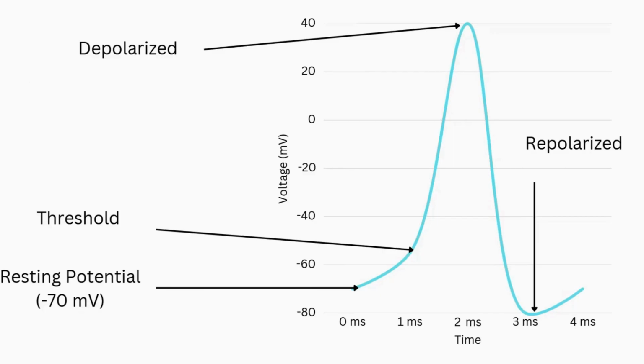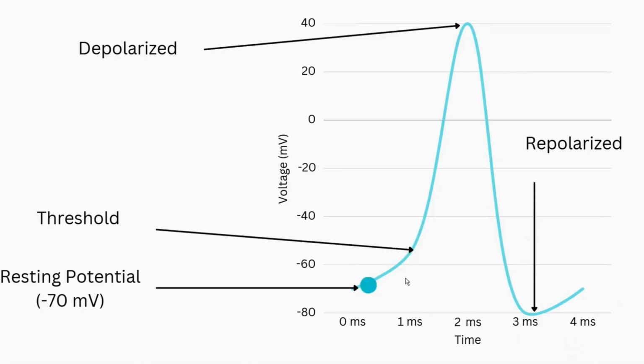and hyperpolarization as well. What's labeled on the diagram is that repolarization is the whole stage where it's going back to normal. But this point specifically is the hyperpolarized point, because it's the lowest and you see it dropped a little bit below the resting potential.